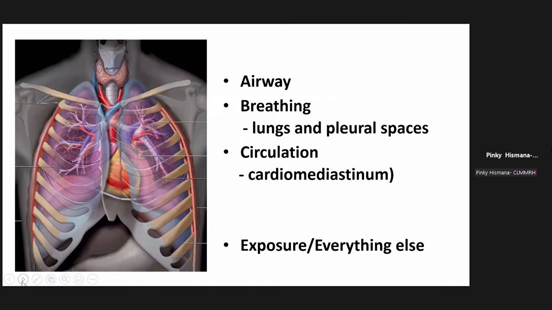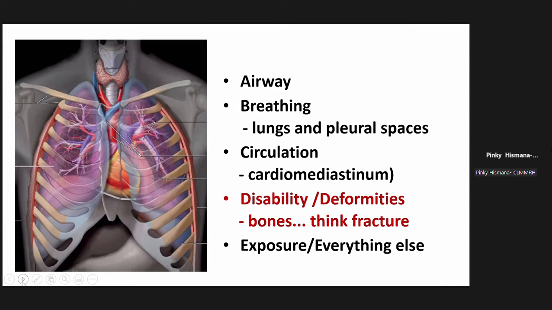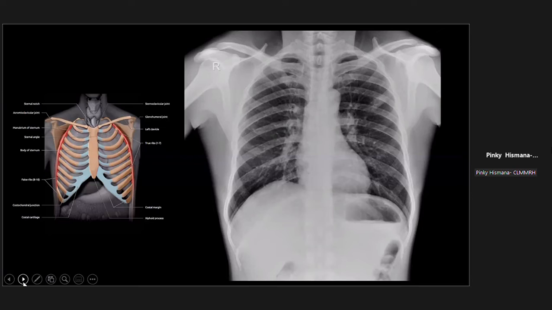Now, let's proceed with D, disability and deformities. Actually, this refers more to the skeletal structures. Usually what we assess in the skeletal structures is primarily the presence of fractures, especially in cases of trauma. Though at times we are also able to identify some pathological conditions, for example, possible erosions, lytic lesions, or sclerotic lesions in the bones.